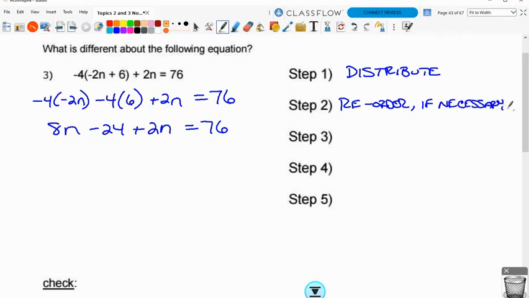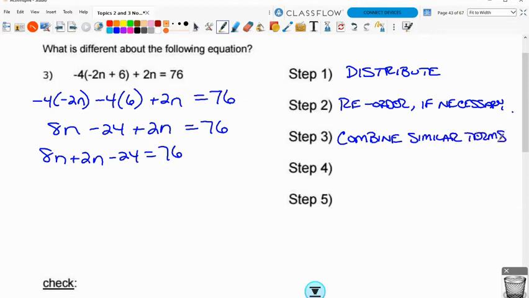And in this example, I can tell that I do want to reorder my terms because I want to get my variable terms together. So I'm going to have 8n plus 2n minus 24 equals 76. Now that my similar terms are together, step number 3, I'm going to combine my similar terms. In this problem, I can see that I have two variable terms, 8n plus 2n. That's going to make 10n minus 24 equals 76. And this is our two-step equation.